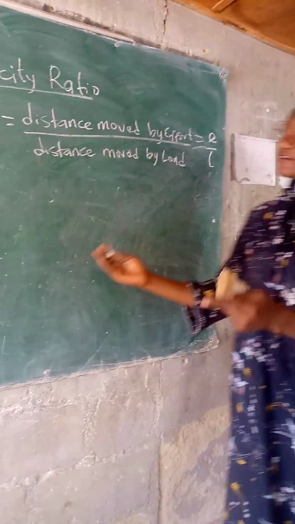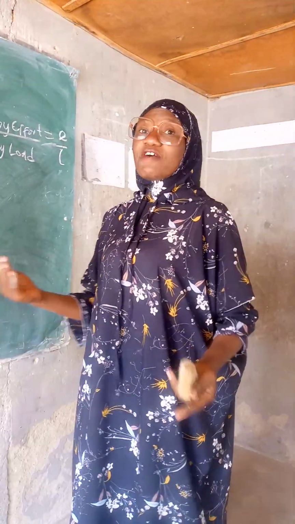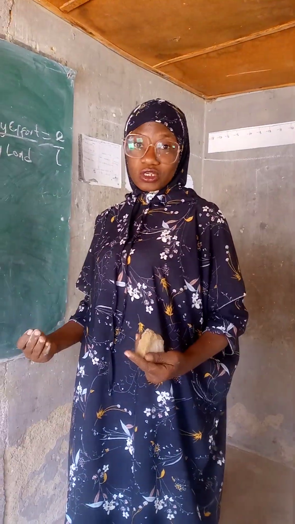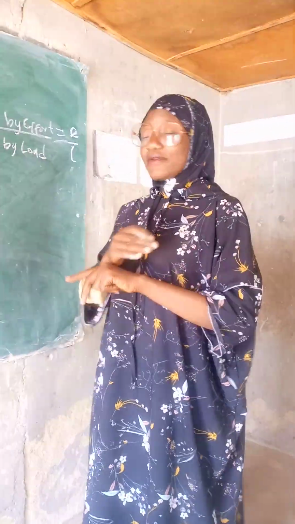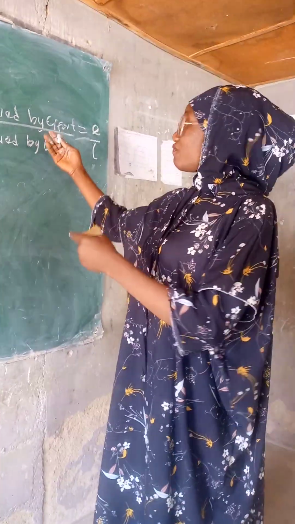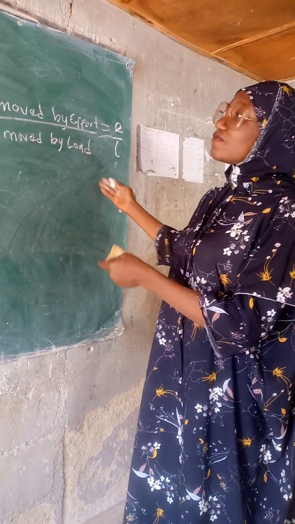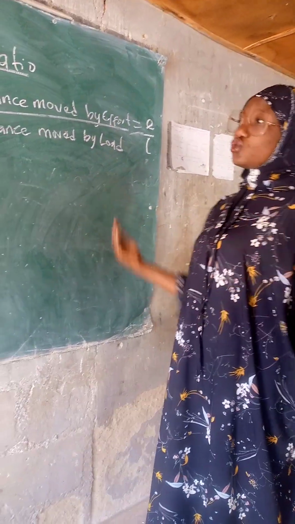And of course, mechanical advantage has no unit because it is a force ratio. When you have a force ratio, it means force over force. Newton will cancel Newton, and you have no unit. This one also, velocity ratio, is a ratio of distances, so the unit will cancel out. Velocity ratio has no unit too.